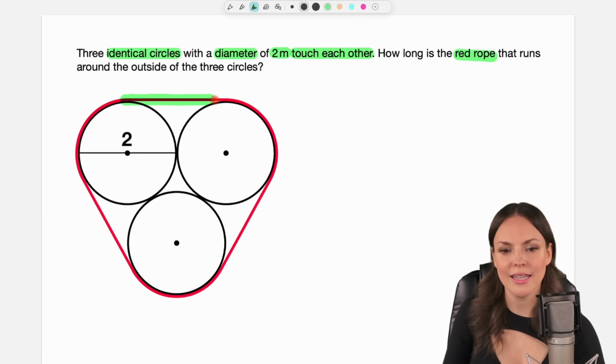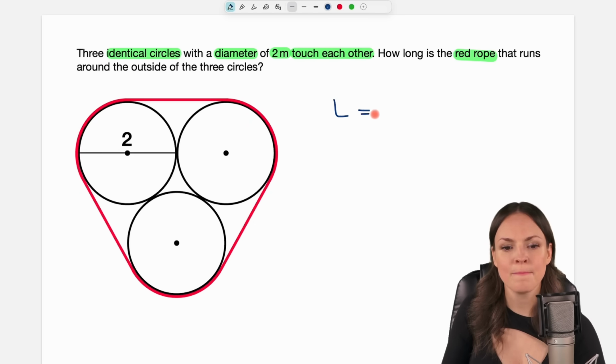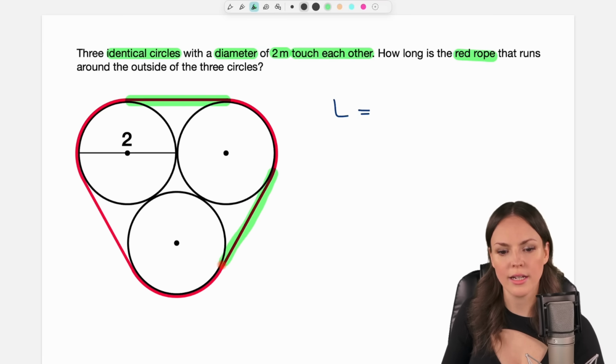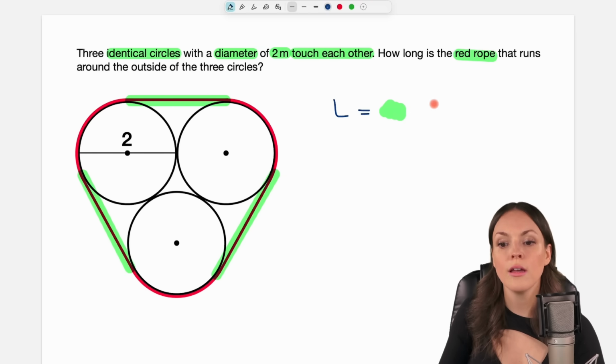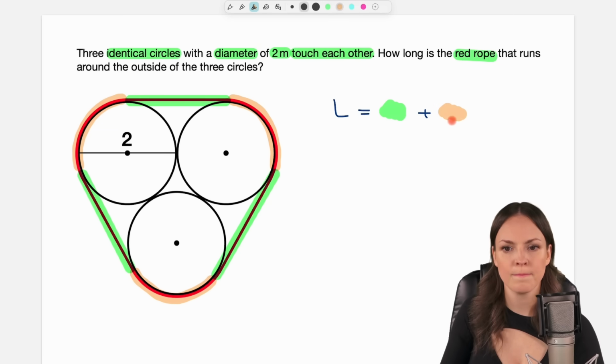We have to find the length of this rope here, and I call the length L, and we can divide this into this straight line here, then we have another straight line here, and another straight line here. So we need to find the length of these green parts, plus then we have this circular arc here, the circular arc here, and here as well. So we have to find the lengths of these orange parts.